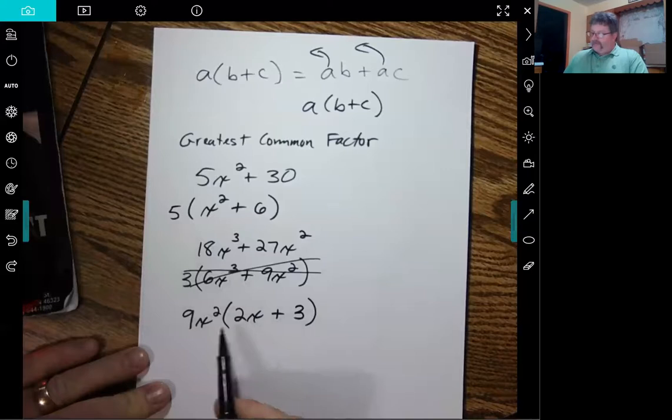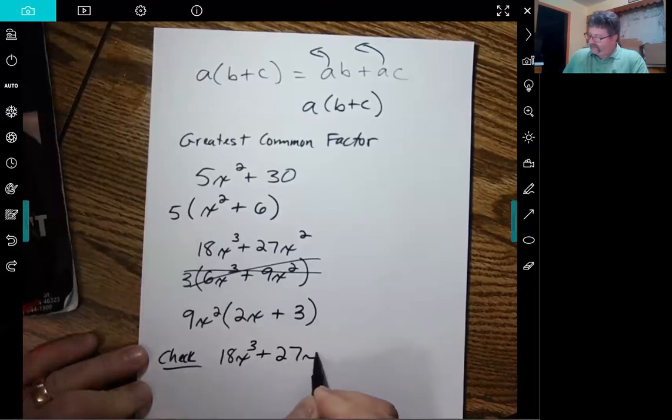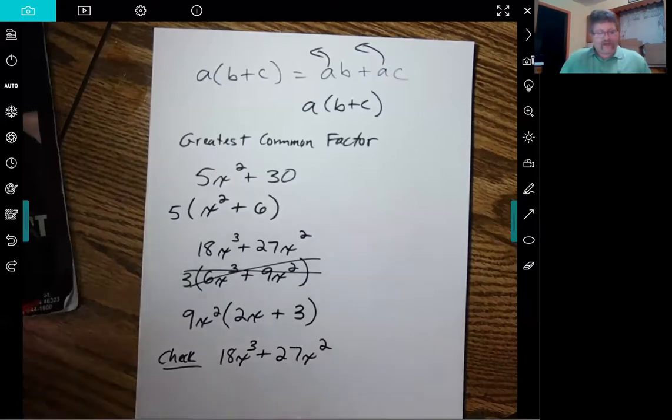If I redistribute, you can always check. How do I check? I redistribute: 18x cubed plus 27x squared. Is that what I started with? Yeah, it is. So I've undistributed, factoring out a greatest common factor. All good with that?